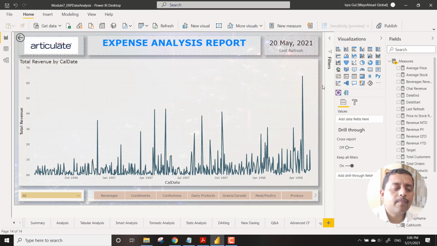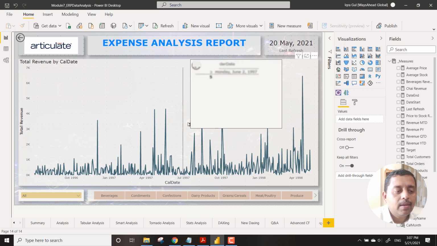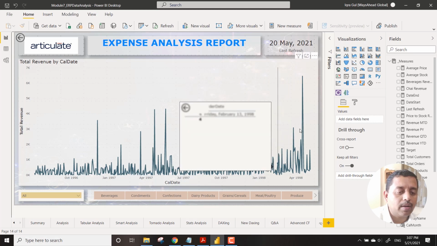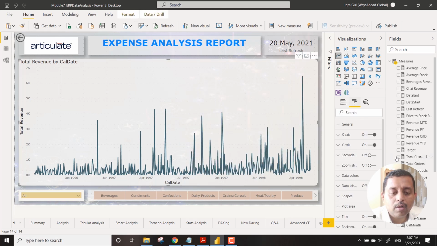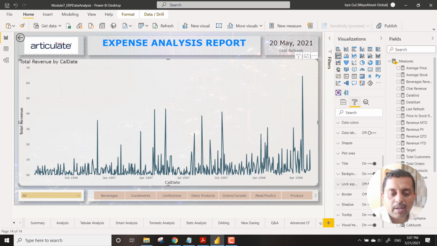Something like this. Now this is an ideal example of understanding a data pattern. First of all, we are seeing it day by day. So the most important thing is, we don't want any kind of tooltip over here. So let's remove the tooltip, because sometimes it might not be required so much.